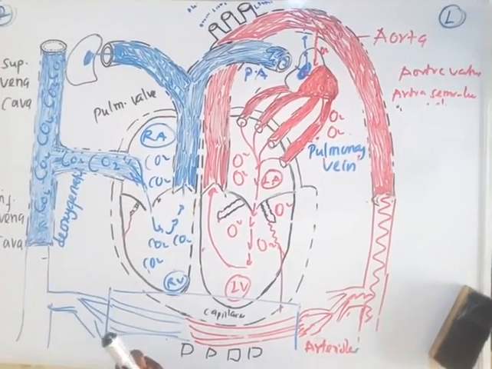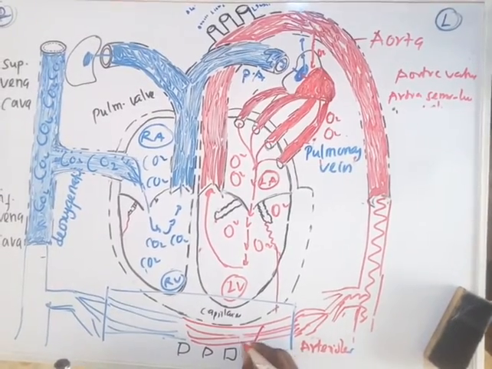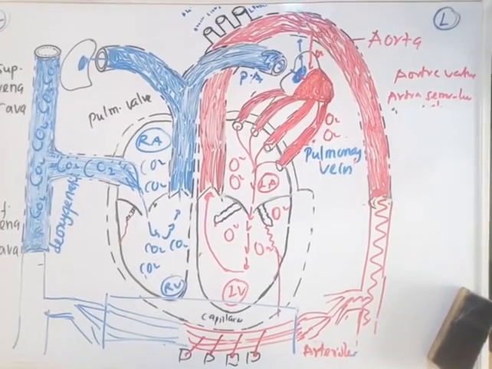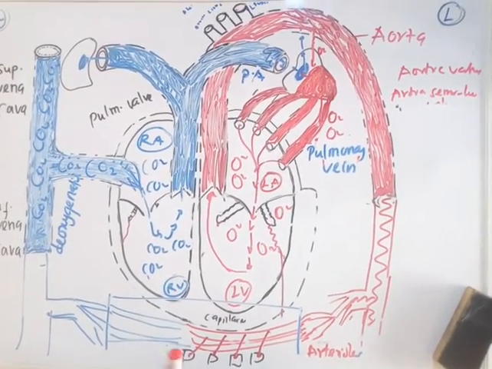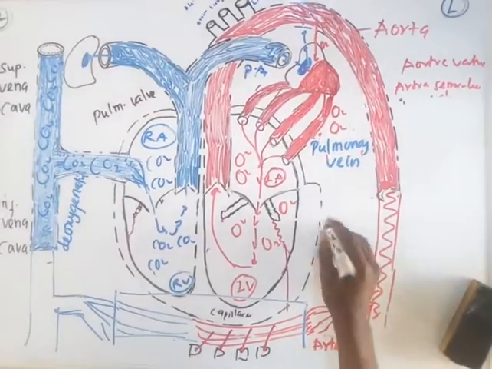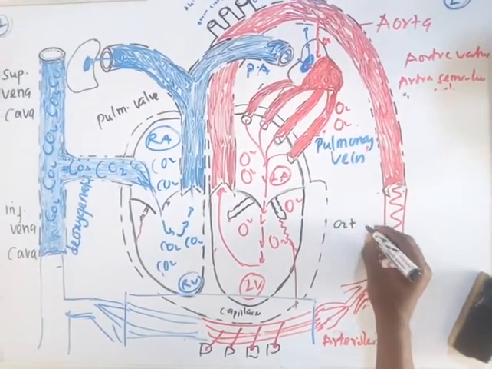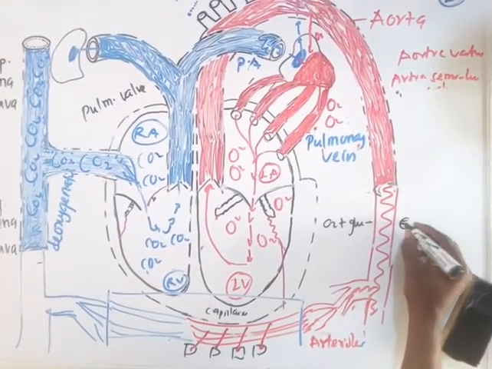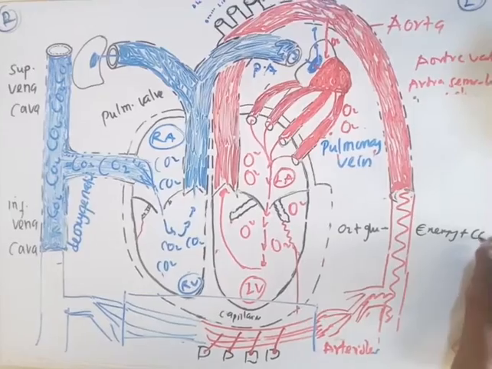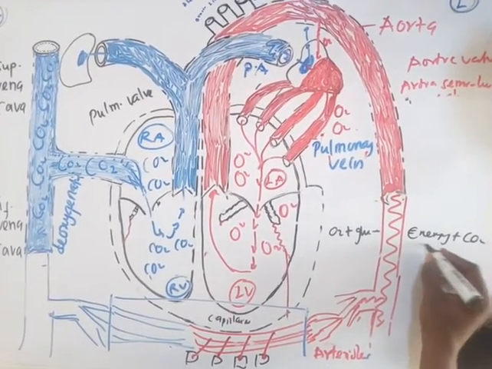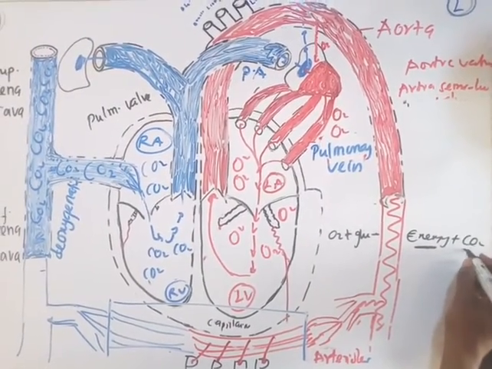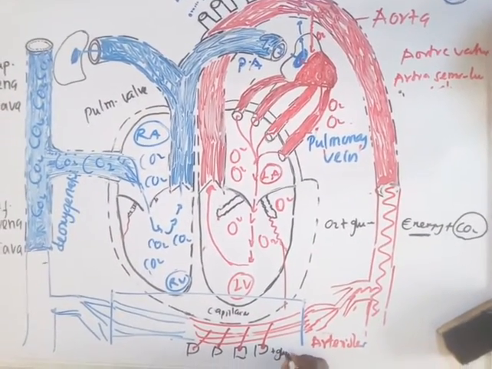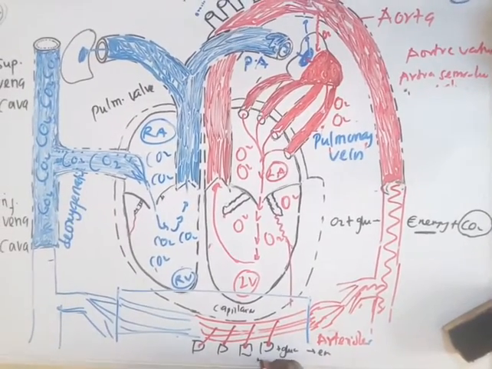Now the oxygen in the blood will diffuse into the cells. It diffuses, then it combines with glucose. Oxygen combined with glucose releases energy plus CO2, with CO2 as a byproduct.